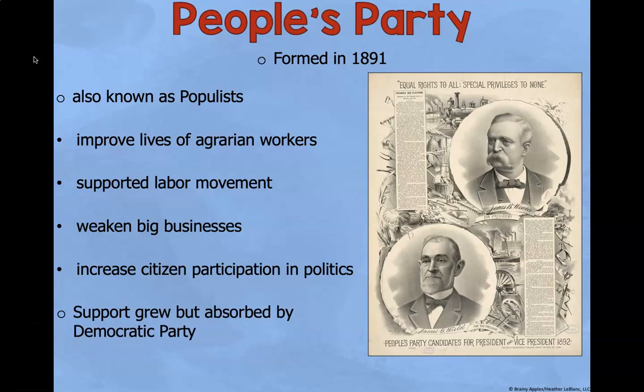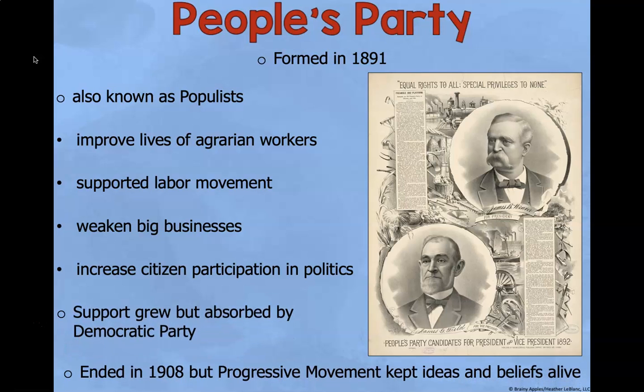All right, so the first thing that we're going to talk about is the People's Party, also known as the Populist Party, and we did discuss this previously during some of the other sections. The Populist Party can be compared to the Democratic Party, because it morphed into it. They had several goals. They wanted to improve the lives of agrarian workers. They also wanted to support the labor movement, and they wanted to weaken big business.